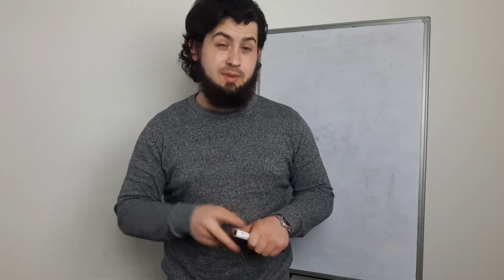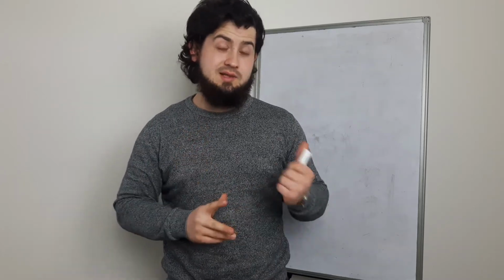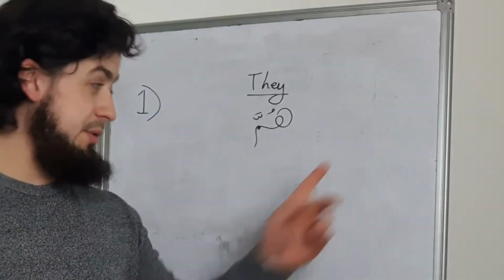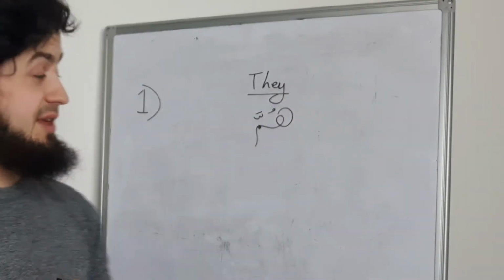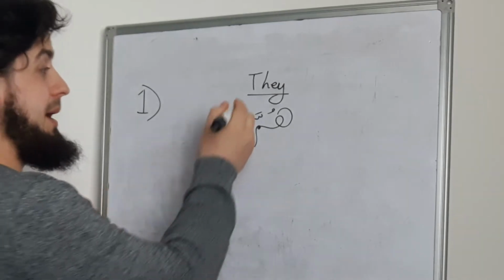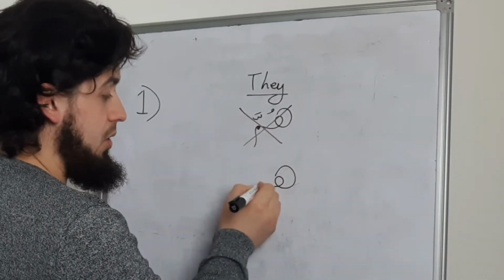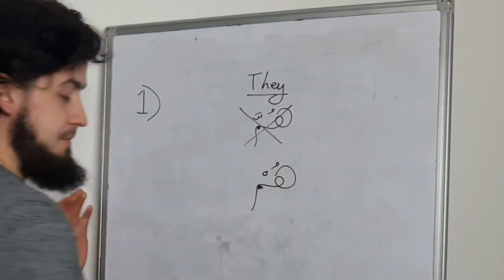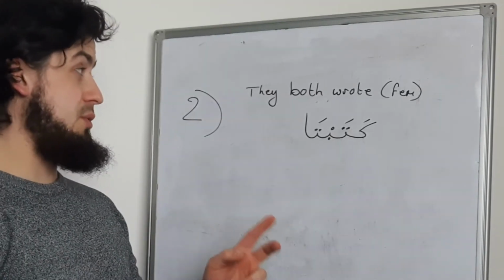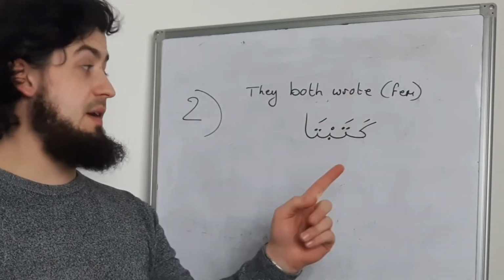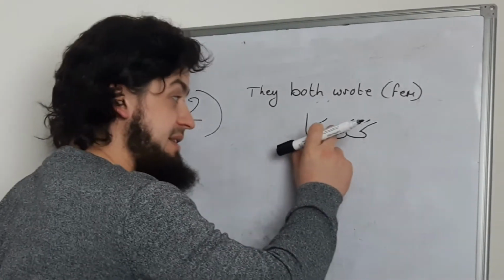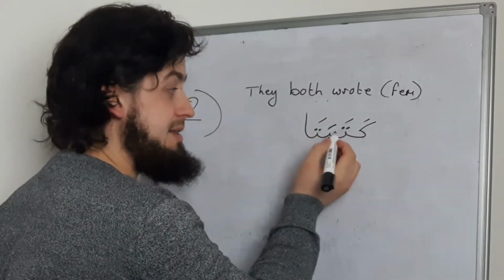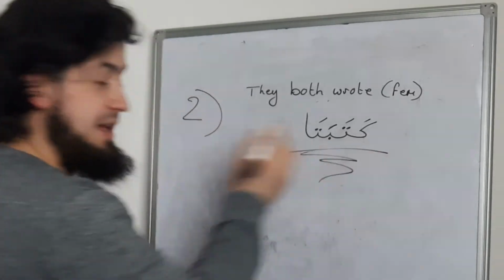Before we get started, I just want to make two very quick corrections on the last verbs video that we did. Number one, when I wrote the pronouns down the side, when I was writing they, I put hum, but actually this is wrong, okay? Don't put hum, it's just hum. Number two, when I was running through the duals and we were doing the they both wrote in the feminine, I said that it's katabta, but it's not. We should put a fatha on the top of that ba. Katabata. That's the right one.